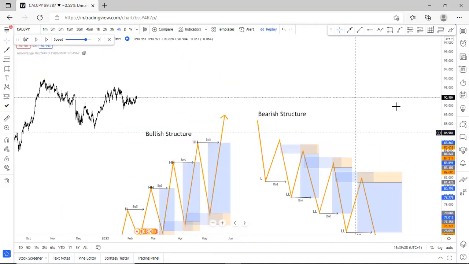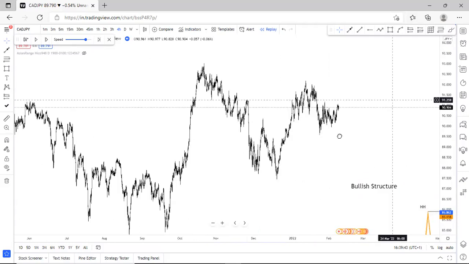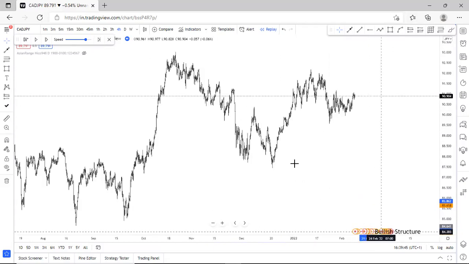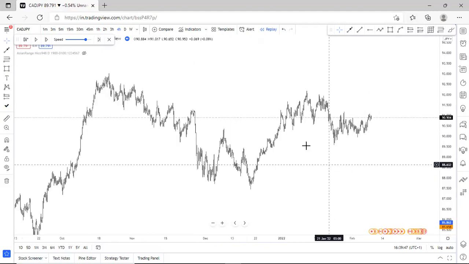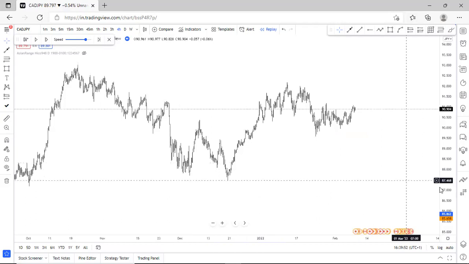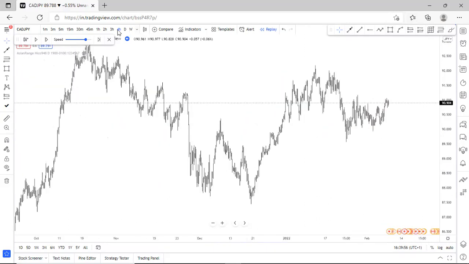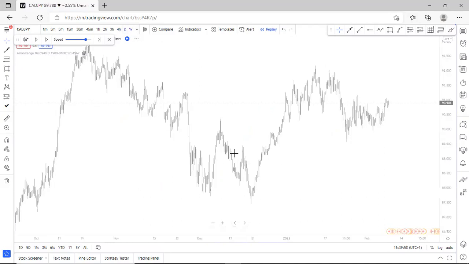Now let's get into a real chart. So this is CADJPY. Let's remove this. On CADJPY, first we want to know what is going on, which direction the market is going towards. So let's go to the daily time frame.